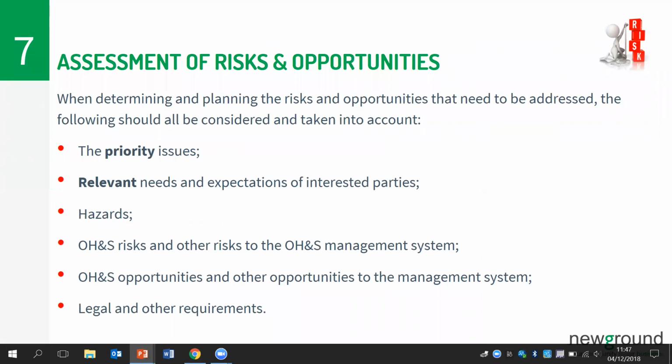So when determining and planning the risks and opportunities, you can see that you've got the priority issues, the relevant needs and expectations of your interested parties, your hazards, your risks, and your opportunities and your legal and other requirements. You can use the legislation update service to record and link all of this information together. So if you use the system properly, this is all free of charge that comes with your subscription to the legislation update service. You can really use it to bring all of these new requirements in the standard together, and it's the same within the environmental standard and the quality standard as well.